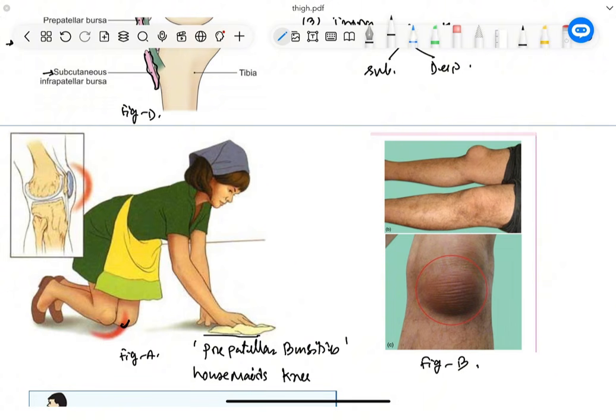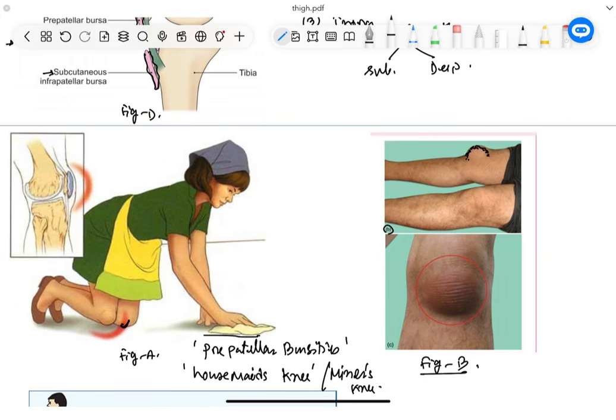Even workers who work in mines are bending the knee and working, so we can also say another name is miner's knee. Which bursa is mainly affected here? You have to remember the prepatellar bursa, and the condition is called prepatellar bursitis, or housemaid's knee, or miner's knee. Now, on figure B you can see the inflammation and swelling of the bursa in front of the patella, and this is prepatellar bursitis.